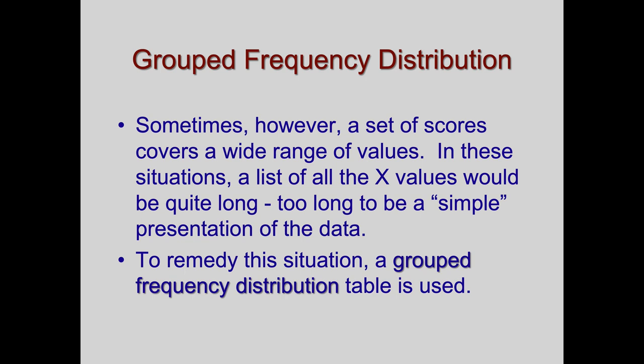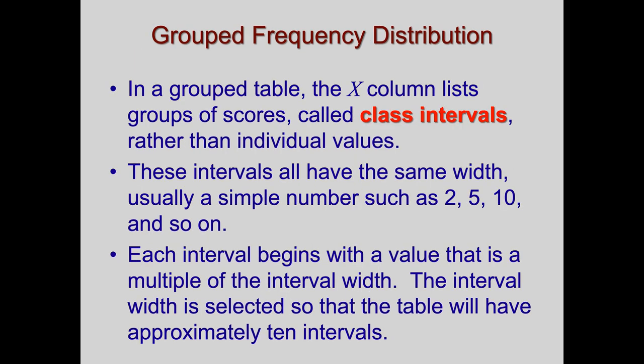So we might group them 0 to 10, 10 to 20, 20 to 30, or maybe even 0 to 20, 21 to 40, 41 to 60, 61 to 80, 81 to 100. So all this is saying is when you have this ton of scores, maybe you want to group it instead, okay? That's what the grouped frequency distribution table is all about.